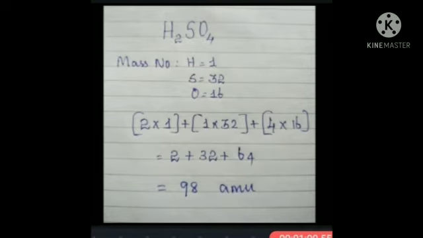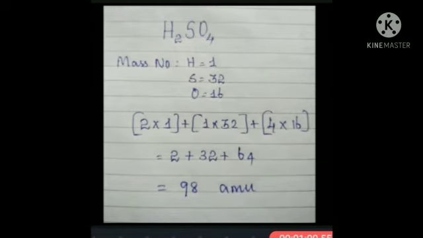So every atom has its mass number. Hydrogen is 1, sulfur is 32, oxygen is 16. So how to find the relative molecular mass? We have to multiply its number of atoms by the mass number.